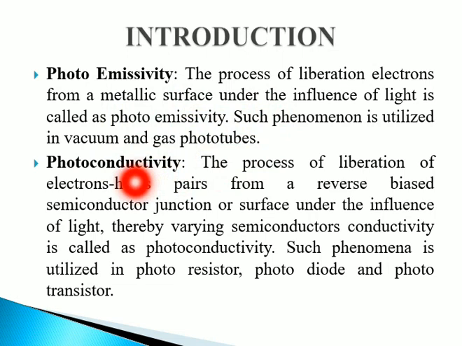The second phenomenon is photoconductivity. This is a process of liberation of electron-hole pairs whenever a semiconductor junction is reverse biased under the influence of light, which also varies the semiconductor's conductivity, and this process is known as photoconductivity. This takes place in photoresistor, photodiode and phototransistor.